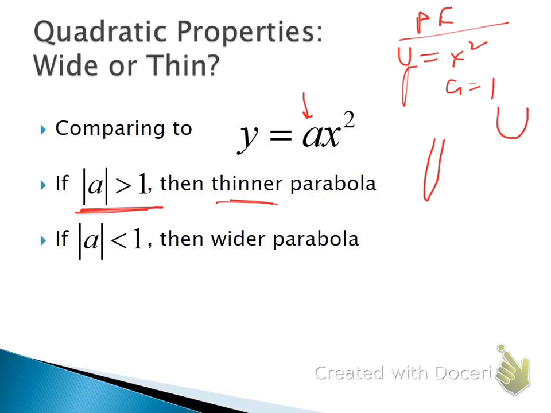If the absolute value of A is less than 1, or really, we want to take a look at if A is between 0 and 1, then the parabola gets wider. So how do you get to be between 0 and 1? Well, that means fractions or decimals. And so the parabola starts to open up a bit wider. Okay? And it's always in comparison to the parent function.